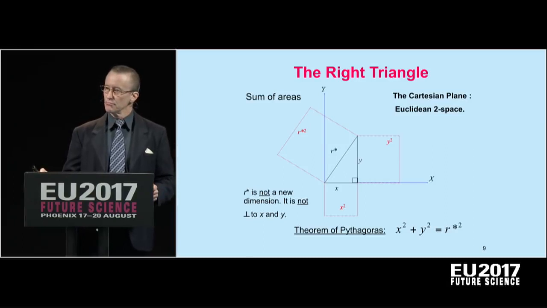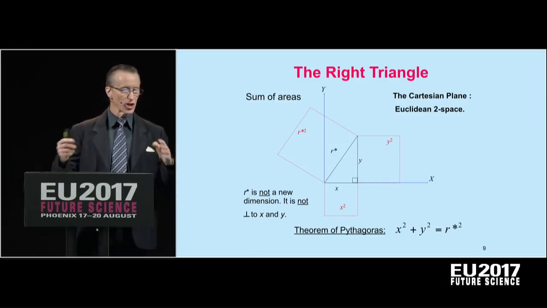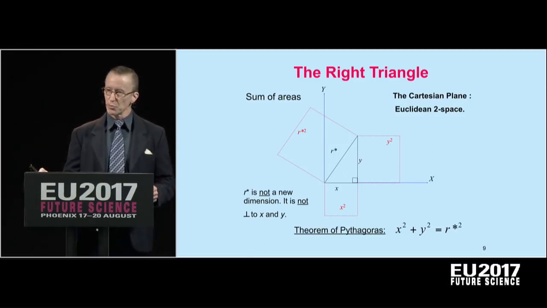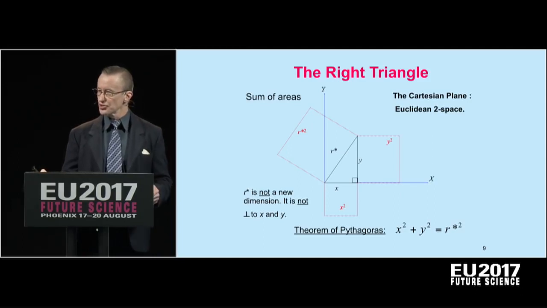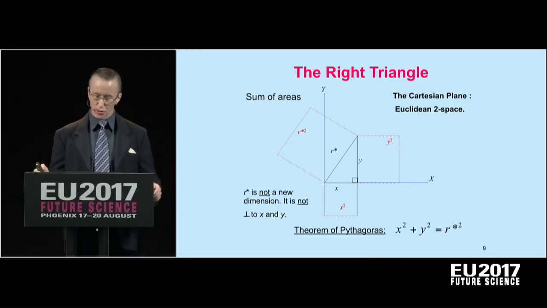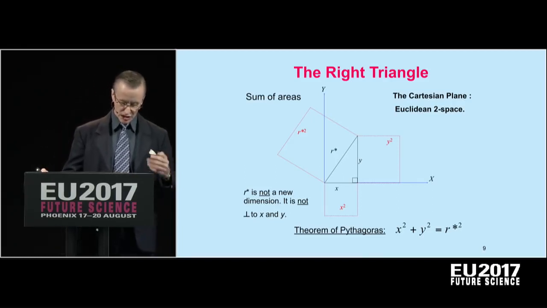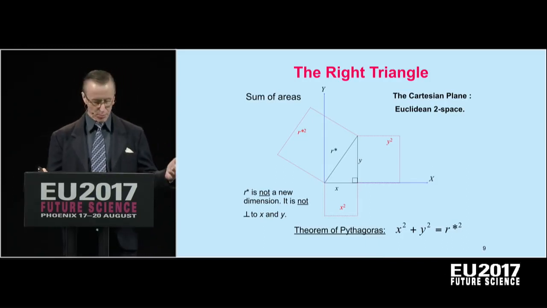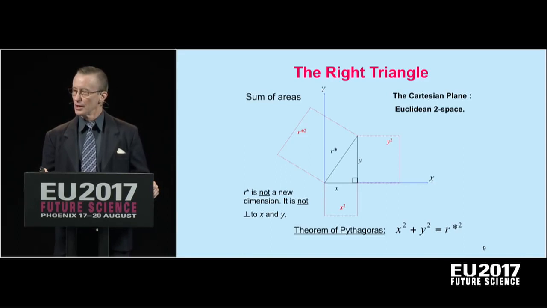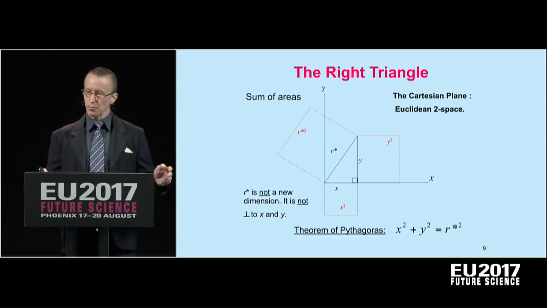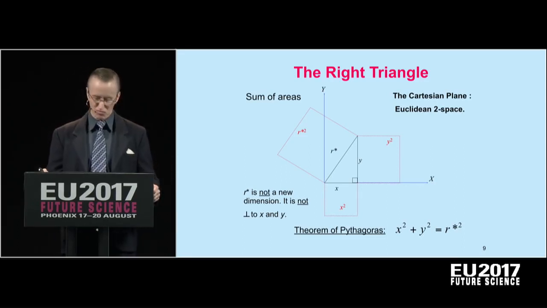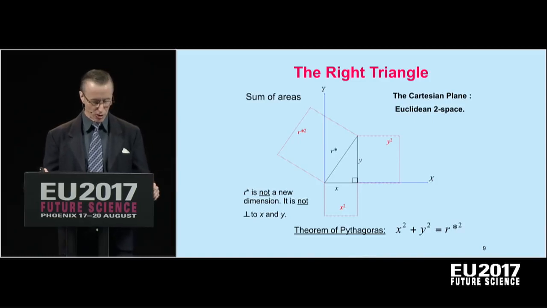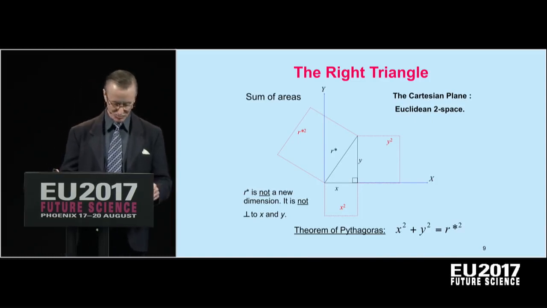And usually in geometry in school, the squares are dropped off, and we just say x squared plus y squared equals r star squared, or whatever you want to give a label to the hypotenuse of the right triangle. But this is the theorem of Pythagoras. But I ask you, let's consider this. R star is not a new dimension because it's composed of x's and y's. So it's not a new dimension, it's not perpendicular to x and y. It's a function, if you like, of x and y. It's determined by x and y.